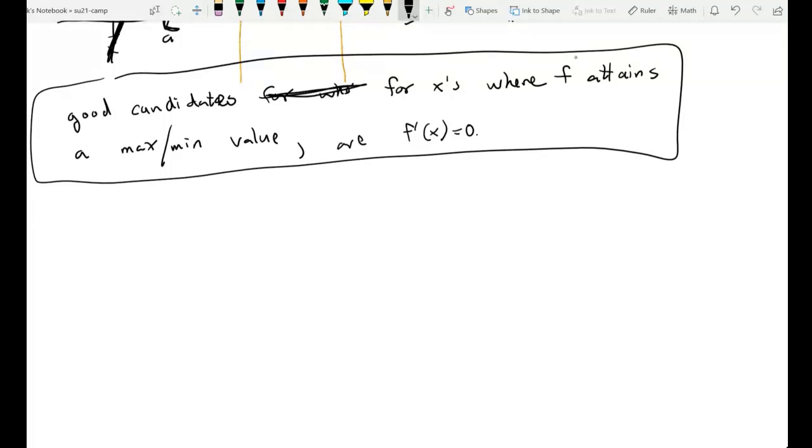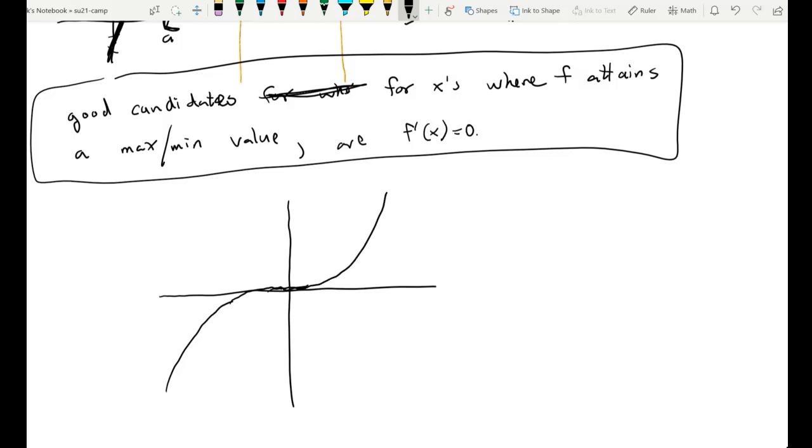Now, just a warning. So I said that just because the derivative of a function is 0 doesn't mean you have a minimum or maximum. It's just a candidate, as I said. So for example, this is the graph of the polynomial y equals x cubed.